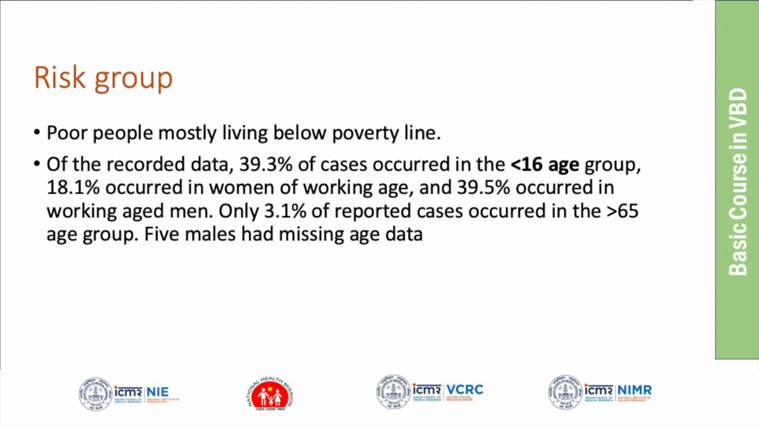Who are all the risk groups? Poor people, mostly those living below the poverty line, are the main target of this disease. They are the people much affected by this disease. On the recorded data, around 39.3% of cases occurred in the below-16 age group, and 18.1% occurred in women of working age, and 39.5% occurred in working-aged women. Only 3.1% of the reported cases occurred in the more than 65 age group.